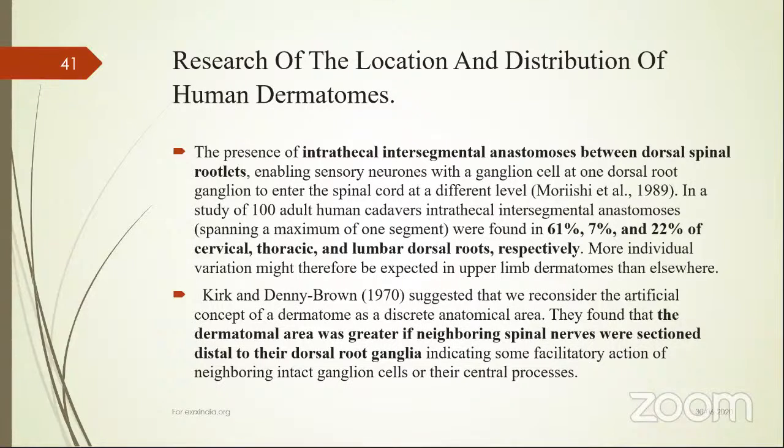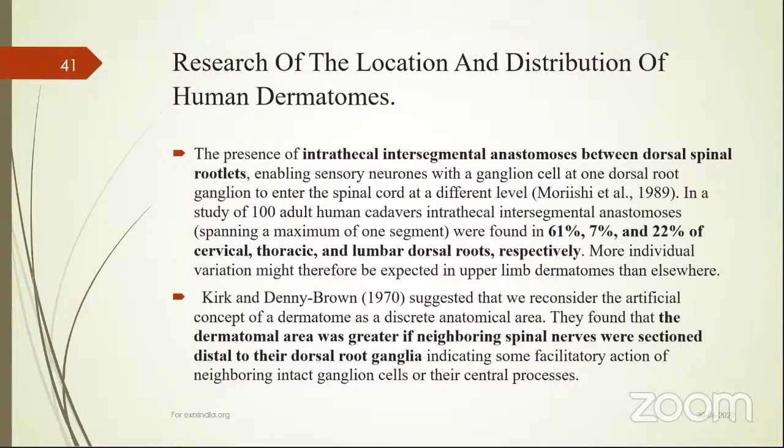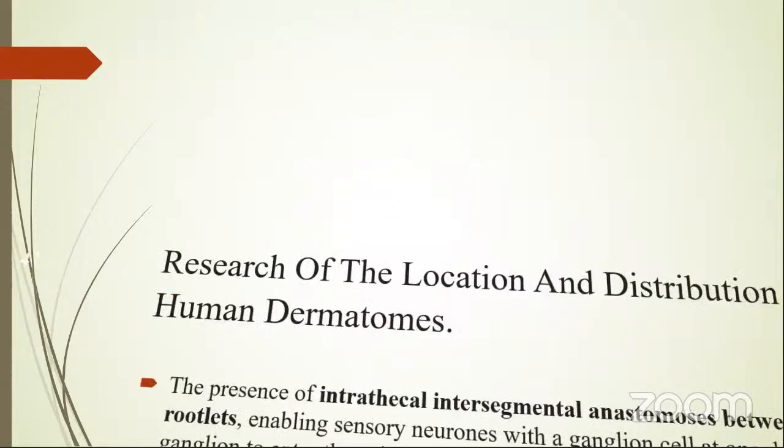Another interesting study is by Kirk and Denny-Brown, 1970. They found that the dermatomal area is greater than the neighboring spinal nerves. If they cut one spinal nerve, they found that the neighboring spinal nerves or neighboring ganglia cells help and take over the function of sensation of this spinal nerve. So they are saying we can't correctly say that this spinal segment supplies this skin. These two studies show that whatever we say about this spinal dermatome is not correct.